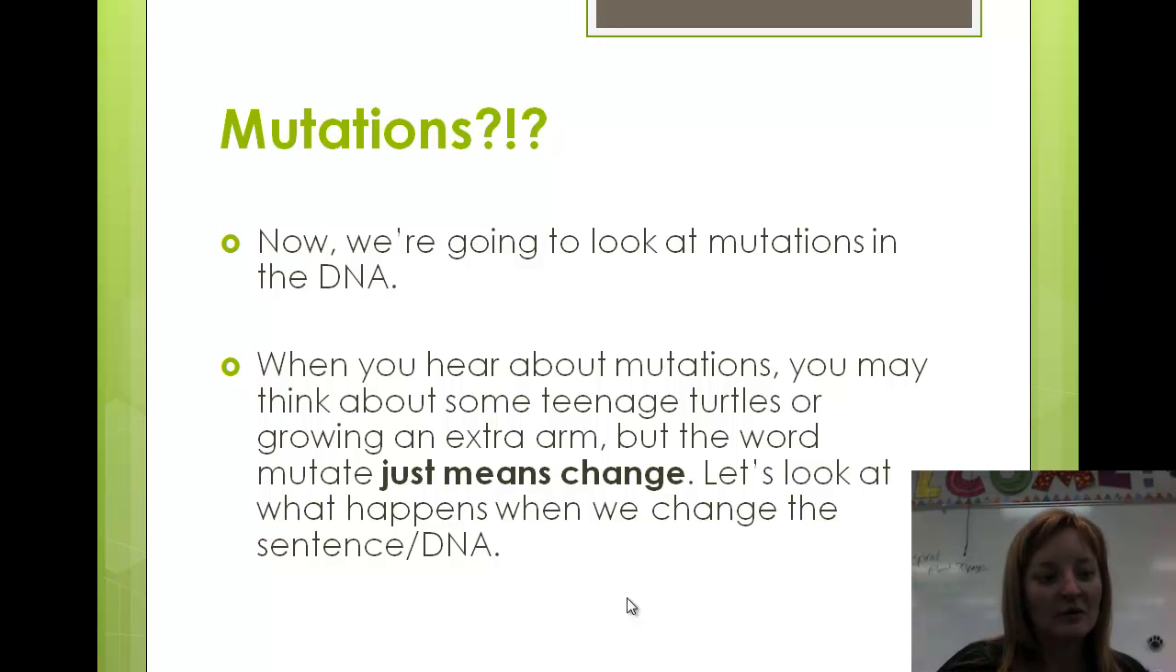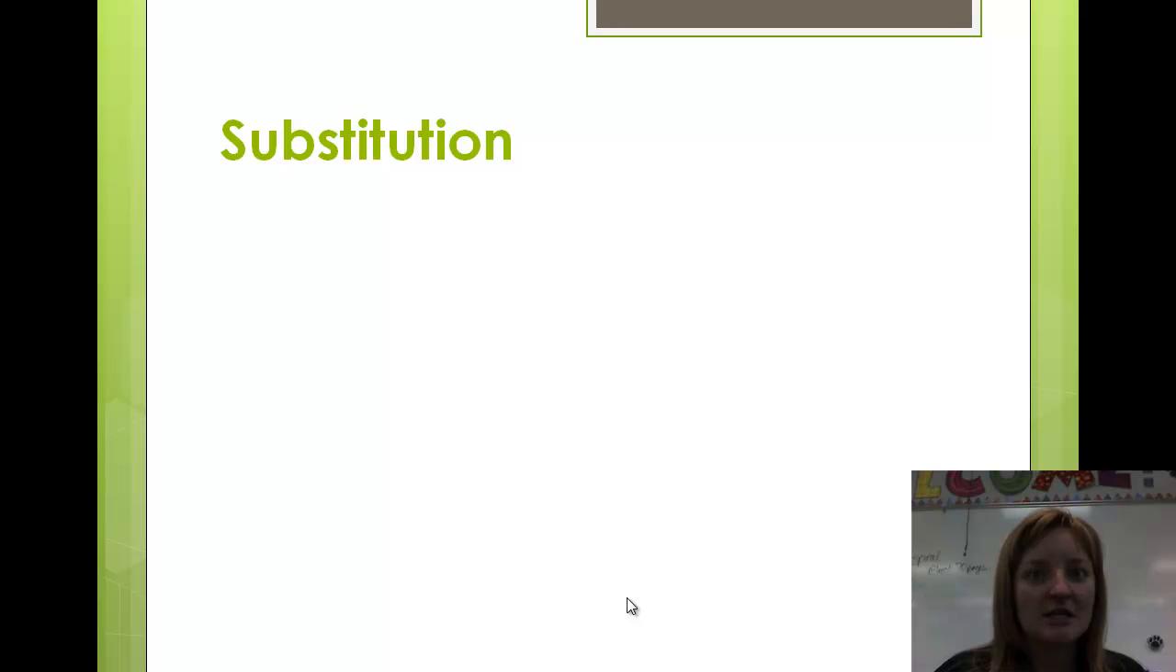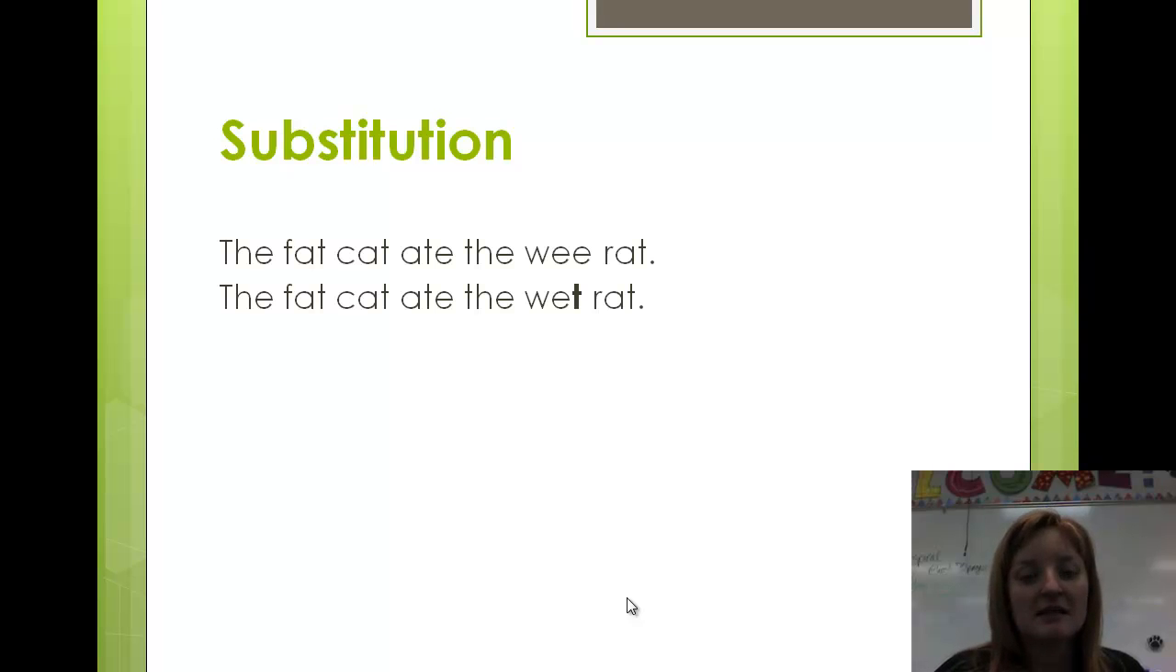Now, knowing what a mutation is is one thing. Knowing that a mutation has different types, and knowing what those types of mutations are, is another. So the first type of mutation that we're going to talk about is substitution. When you think of substitution, you think of maybe a substitute teacher who comes in and replaces your teacher for a small amount of time, and that will either be fine, just as good as your teacher, or maybe not so good. So let's look at this.